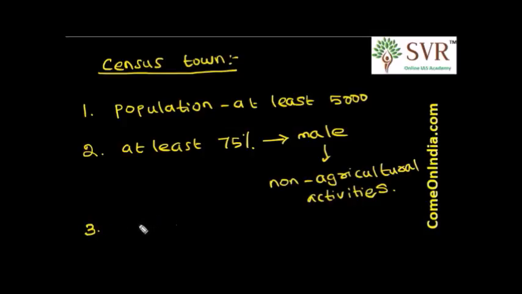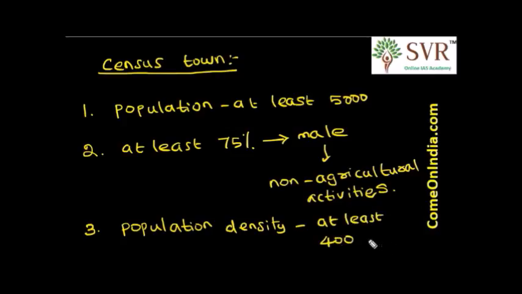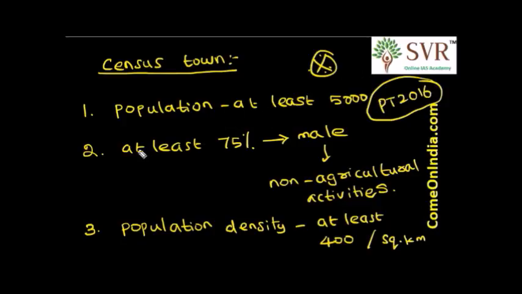Third point, population density should be at least 400 persons per square kilometer. If these three conditions are fulfilled, we can call a town as census town under census 2011.